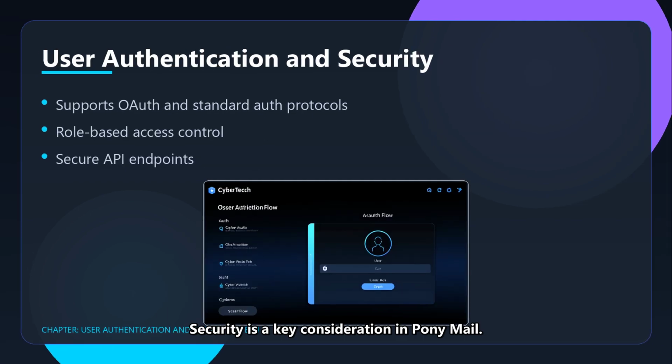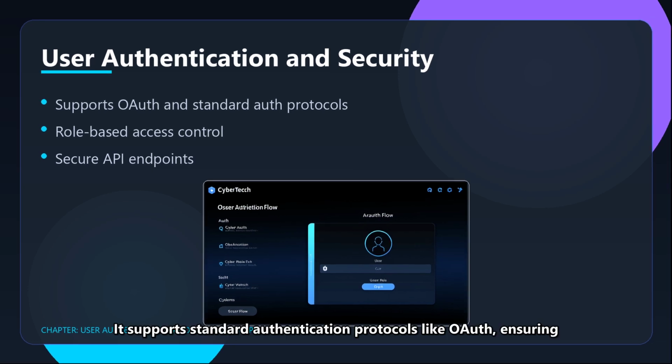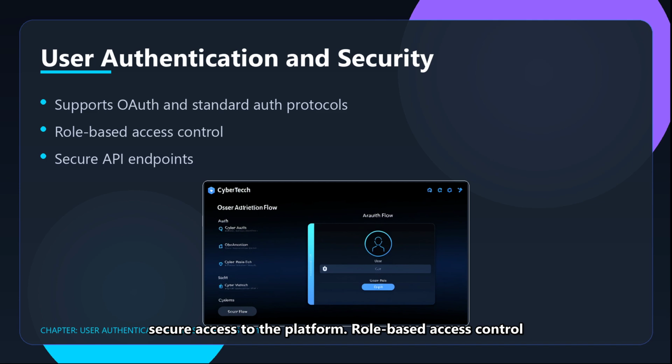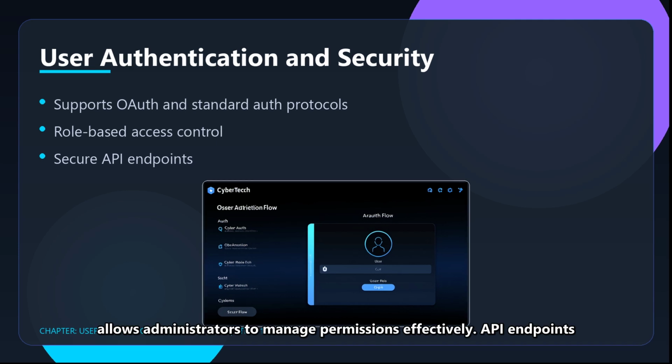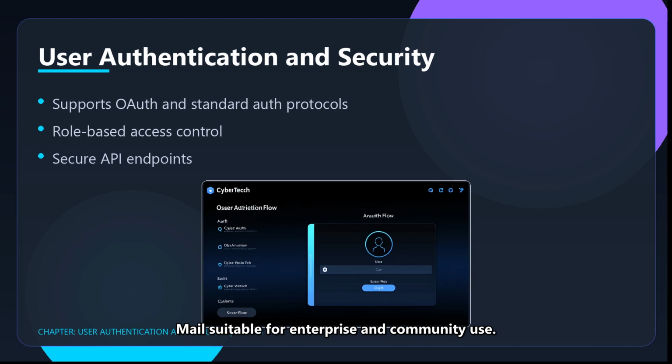Security is a key consideration in Pony Mail. It supports standard authentication protocols like OAuth, ensuring secure access to the platform. Role-based access control allows administrators to manage permissions effectively. API endpoints are secured to prevent unauthorized access, making Pony Mail suitable for enterprise and community use.